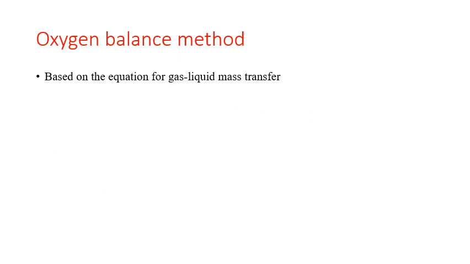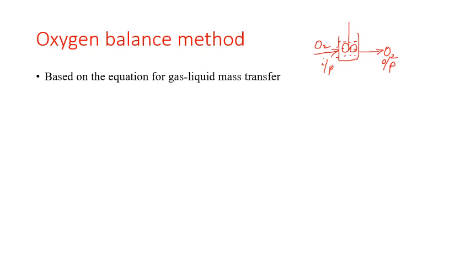The oxygen balance method is one of the widely used methods because of its simplicity and accuracy. It is based on the equation for gas-liquid mass transfer. Suppose you have a bioreactor with fluids in it. You let oxygen pass into the reactor, and you measure the amount of oxygen that is passed into the reactor, and also the oxygen that comes out of the reactor. The difference between the input and the output will give you an idea of how much oxygen is transferred within the reactor.